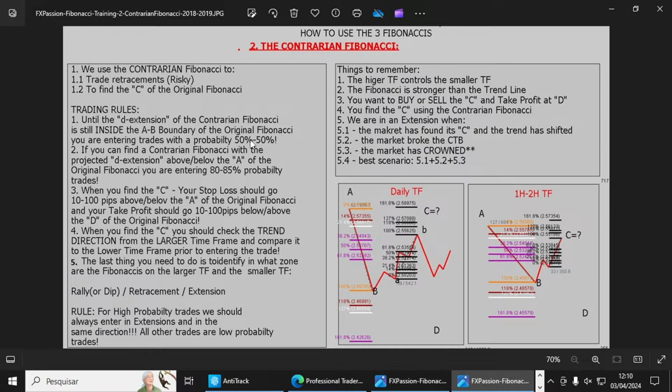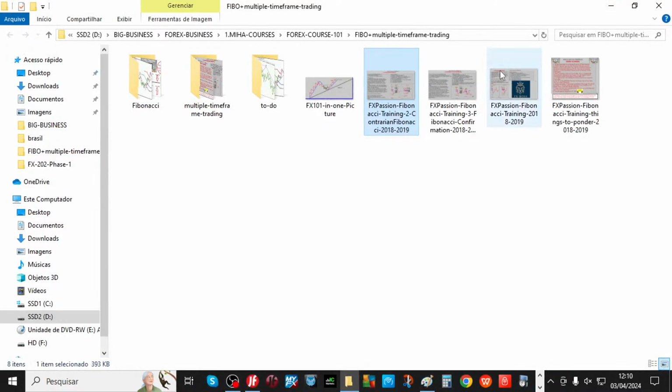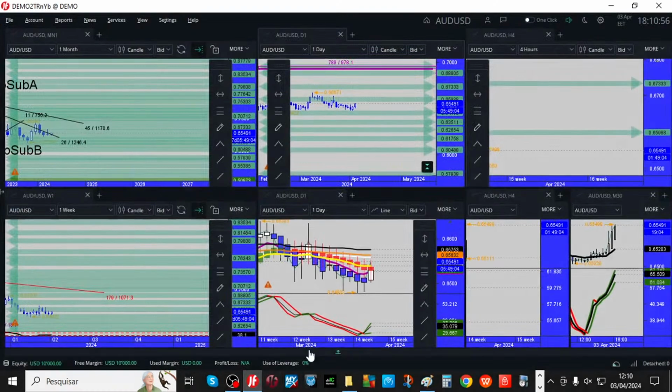Alright? If you can find a contrarian Fibonacci with a projected sub D extension above or below, like in here, then you are entering the original Fibonacci with a probability of 80 to 85%. What does this mean when it comes to trading the Contrarian Fibonacci?